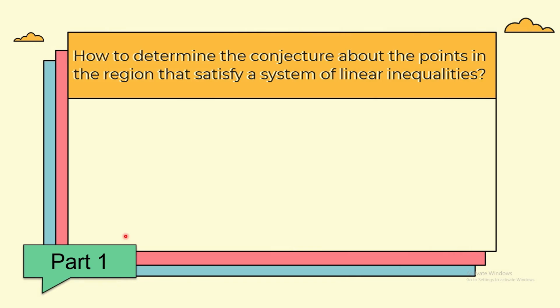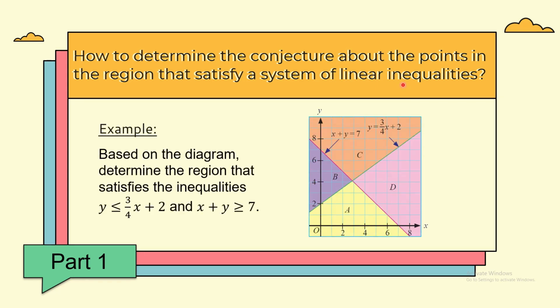Part 1. How to determine the conjecture about the points in the region that satisfy a system of linear inequalities. Now we take a look at an example. Based on the diagram, determine the region that satisfies the inequalities y is lower than or equal to 3 over 4 x plus 2, and x plus y is higher than or equal to 7. This is the graph that has been drawn, divided into four regions A, B, C, D. How do we solve this question?